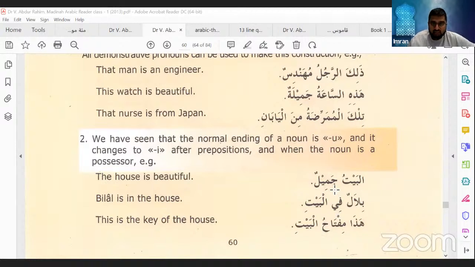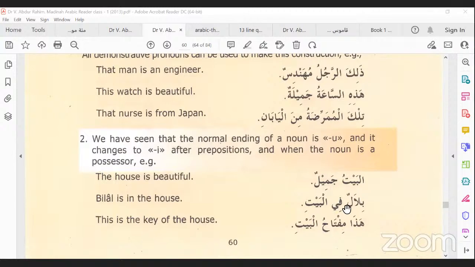So Jamilun is a single word. Fil bayti is a preposition with a noun, coming as the khabar. So these are the two types of khabar we are doing. I see. Bilalun fil bayti. Bilal is in the house. So in the house, fil bayti, is the khabar. Correct.